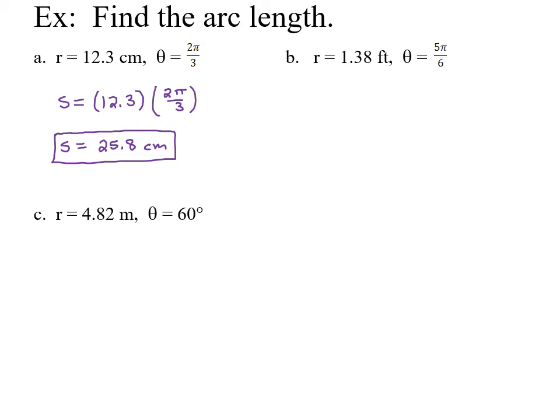On part B, I do the same thing. S equals R, 1.38, times theta, which is 5 pi over 6. Again, go back to the calculator. Do 1.38 times 5 times pi divided by 6 gives me an arc length of about, this has 2 decimals, so I'll go 3.61 feet.